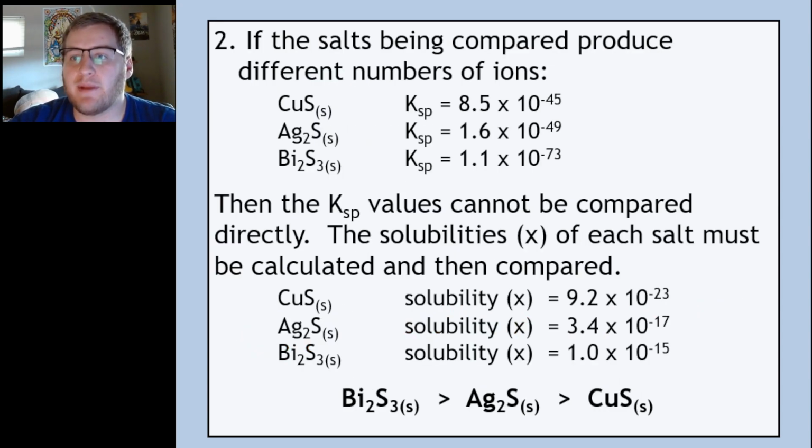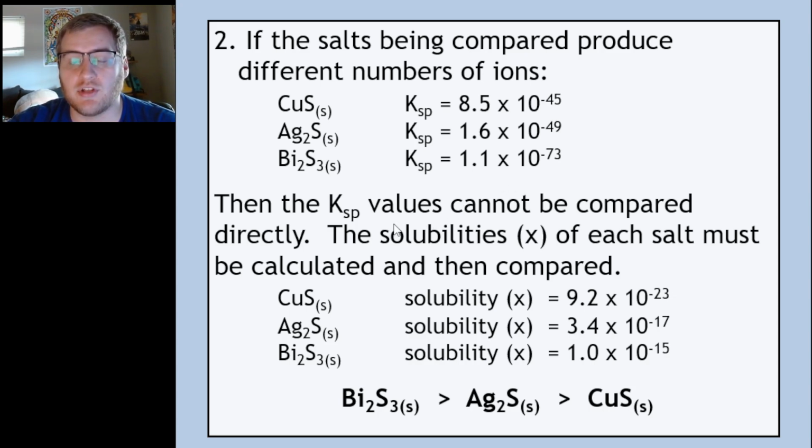If the salts being compared produce a different number of ions, you cannot do that little shortcut. So here I have three different salts. This one makes 2 ions total. This one makes 3 ions total. This one makes 5 ions total. For these, you cannot use the Ksp to directly compare how soluble they are. All of these, you'll notice, are hardly very soluble at all. But you can't directly say that the bismuth one here is the least soluble because it has the smallest number, because it makes the most amount of ions.